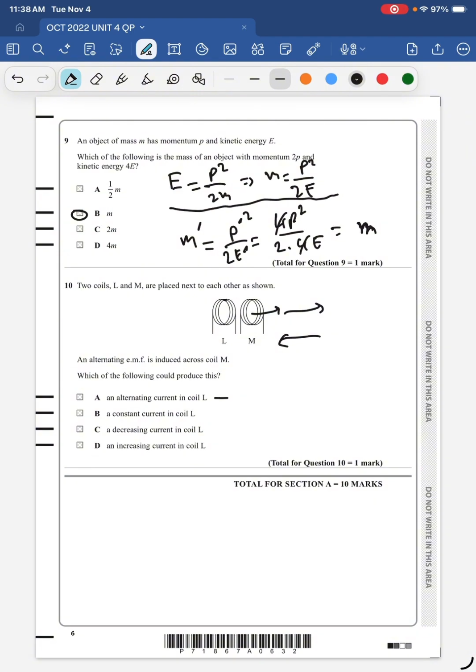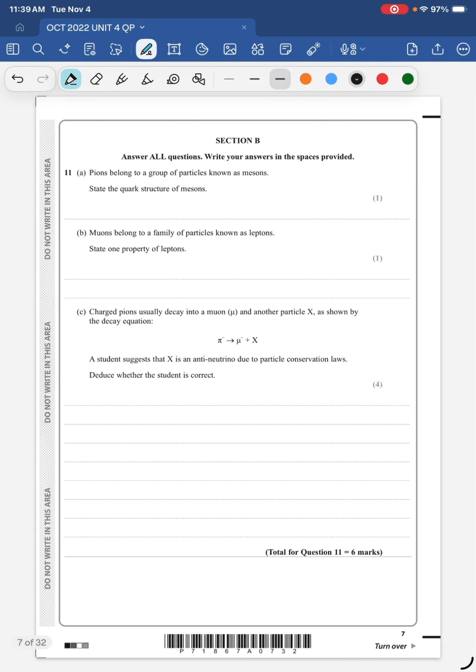Option C, a decreasing current in coil L. A decreasing current will go to zero eventually, so there will be no change, except briefly, okay? There will be no change in magnetic flux density, so that's wrong. And the same goes for D, so the only correct answer is A. All right. This was not hard, but not easy either, okay? It kind of challenged me a little bit, so let's go to section B.